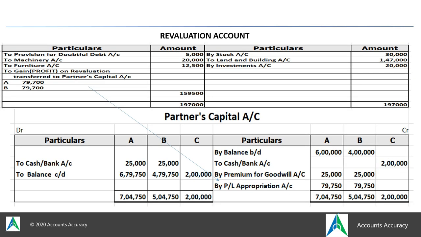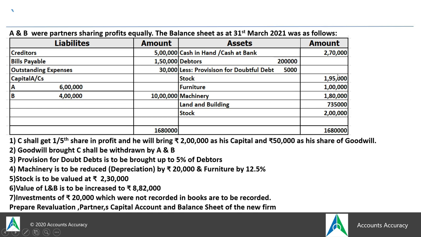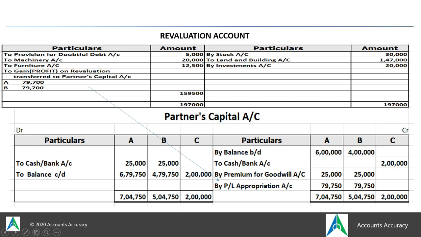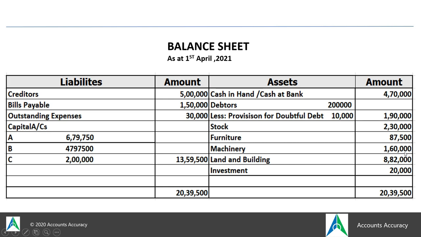Your furniture value had decreased by 12,500. So you are going to reduce the value of furniture by 12,500. So your new value of furniture will become 87,500. The earlier value of furniture in the old balance sheet was 1 lakh. But due to the reduction in the value of furniture, we are going to reduce it and mention the new value, that is 87,500. Machinery value was also reduced by 20,000. The earlier value of machine was 1,80,000, but now as the value got reduced by 20,000, so it will be 1,60,000.